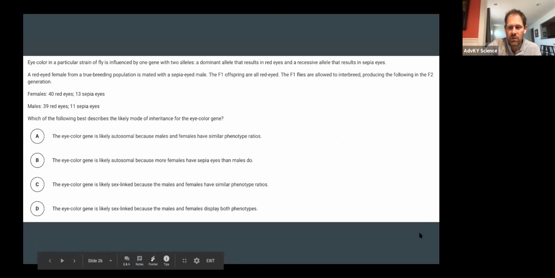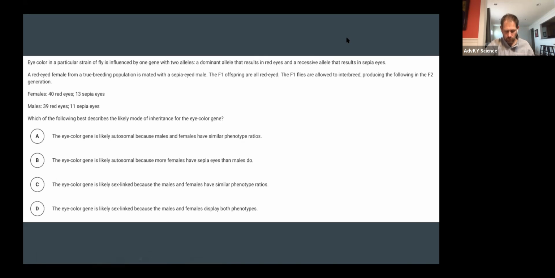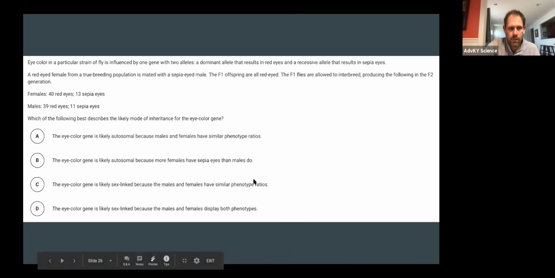All right, next question. All right. Again, we're looking at ratios. So based on what I told you about time saving, look at the ratios here and see what we can come up with. So I've got 40 red females, 39 male red eyes, and then you see some other ratios there.